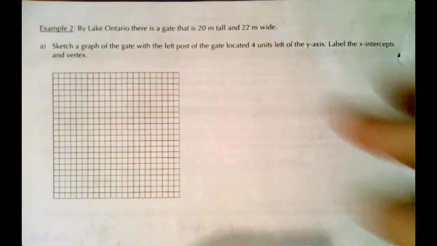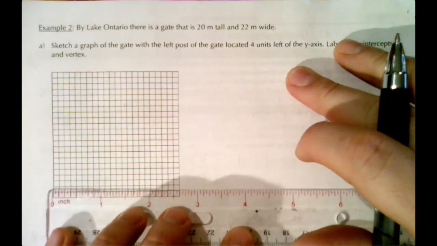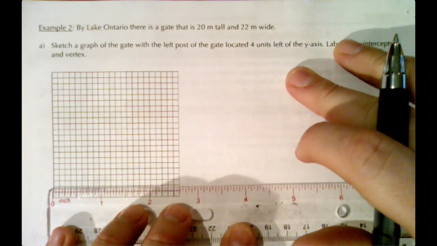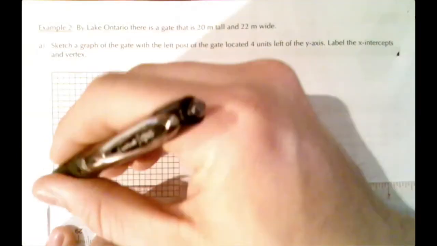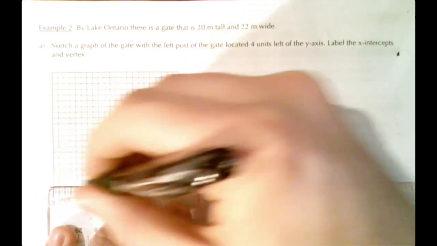By Lake Ontario, there is a gate that is 20 meters tall and 22 meters wide. Sketch a graph of the gate with the left post of the gate located 4 units left of the y-axis, and label the x-intercepts and the vertex. All right, we don't have axes on here, so I'm going to go 2 blocks up from the bottom and draw my x-axis, because our gate probably isn't going to go underground, and our x-axis is going to represent the ground.